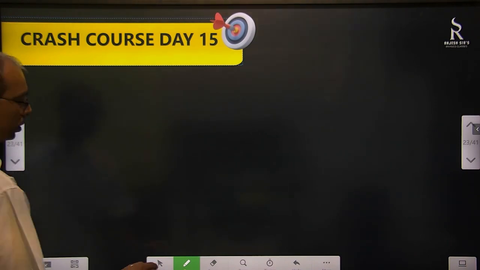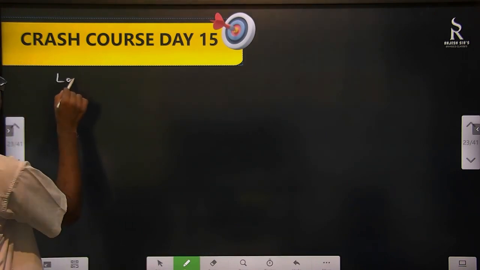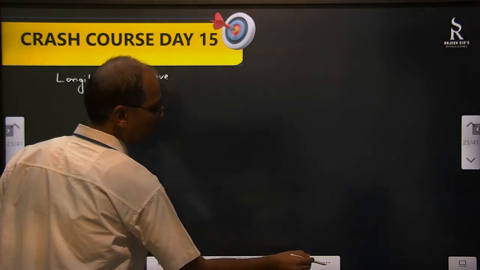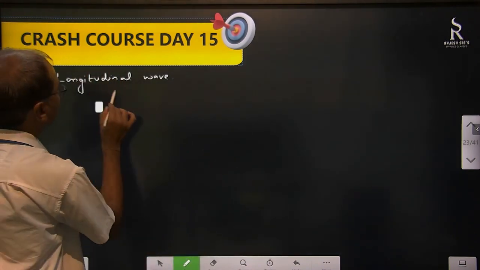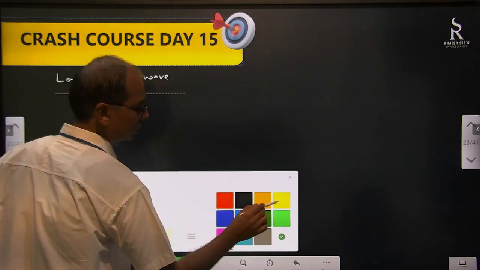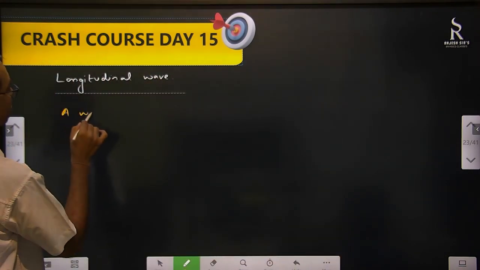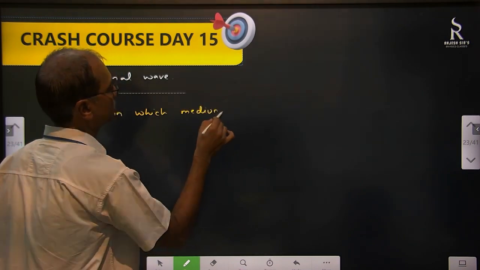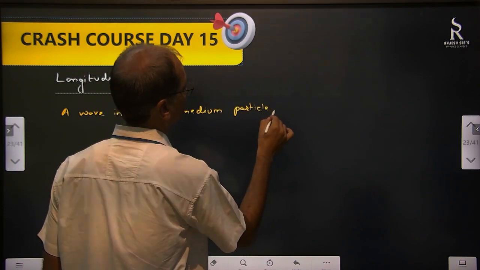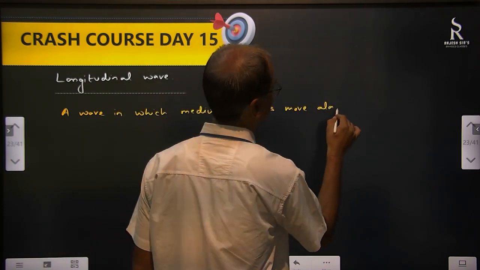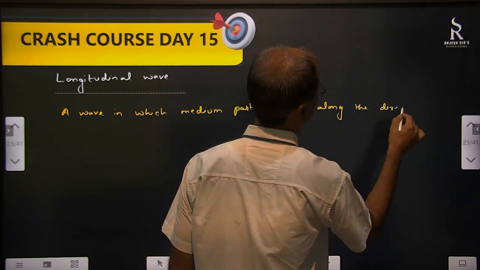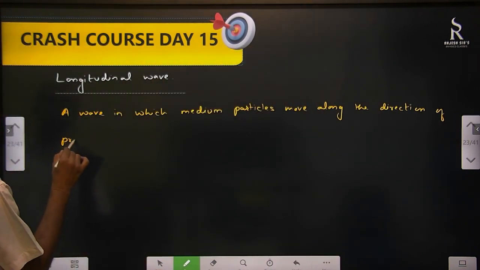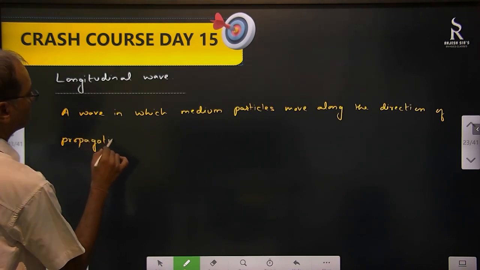Then we have the longitudinal wave. Now what is a longitudinal wave? In a longitudinal wave, medium particles move along the direction of propagation of the wave.